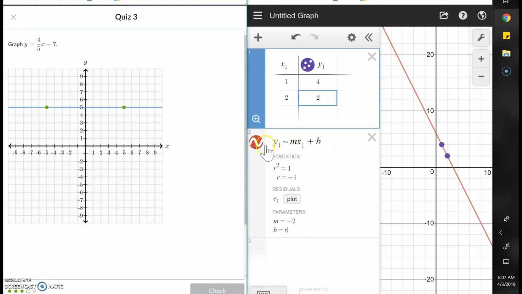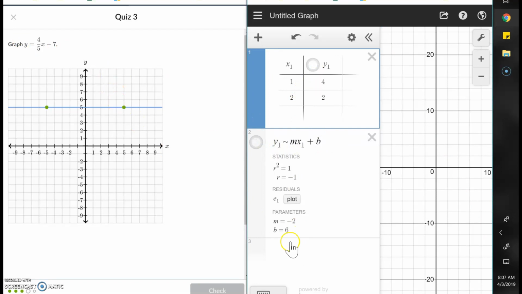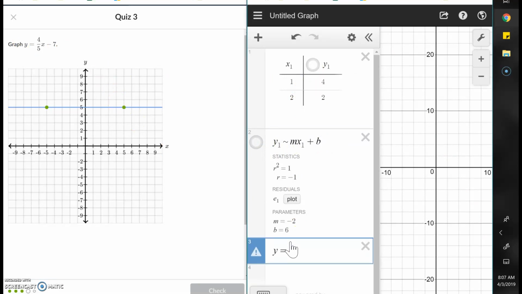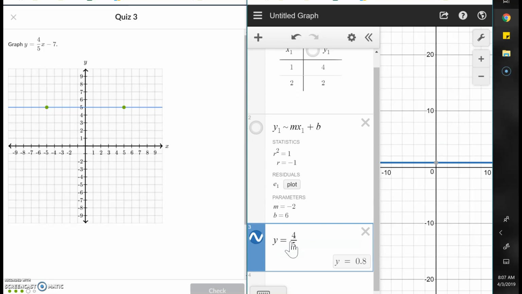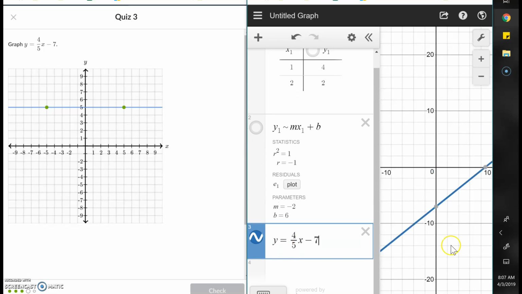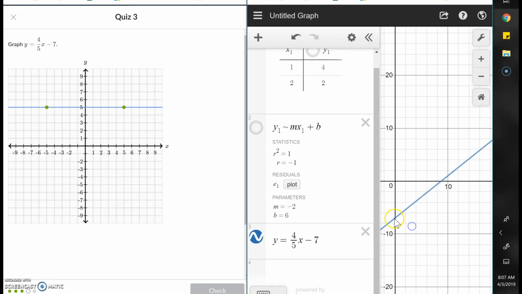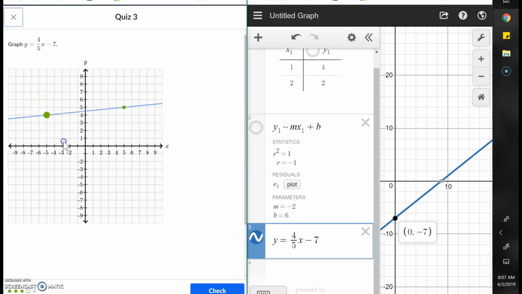Question 4. Easy graph and match. So let's go ahead and graph the equation. Y equals 4 divided by 5x minus 7. We got it graphed here. Let's click on the y-intercept. We can graph that point, -7.